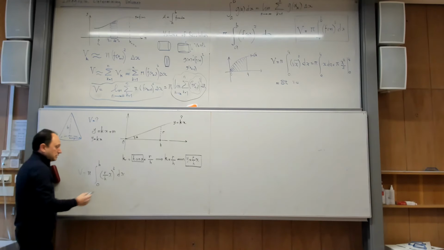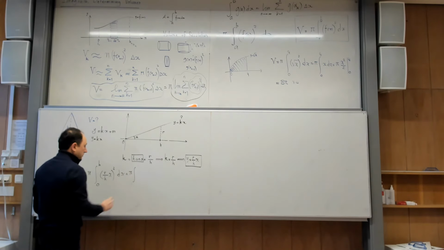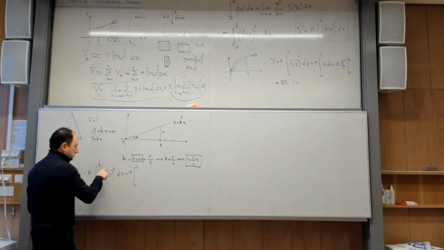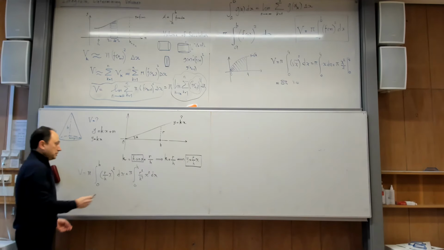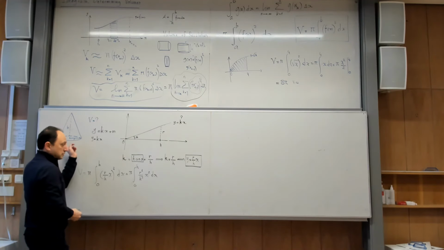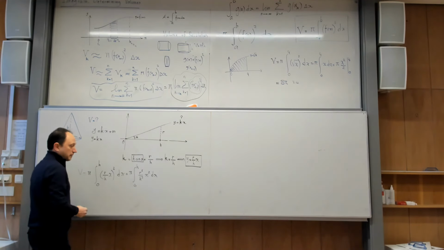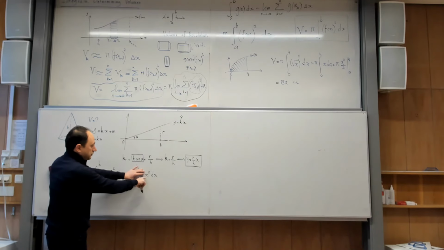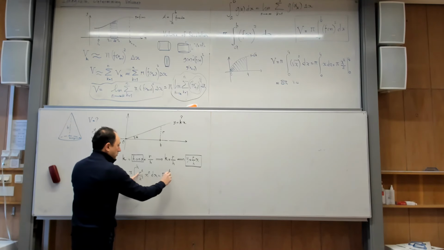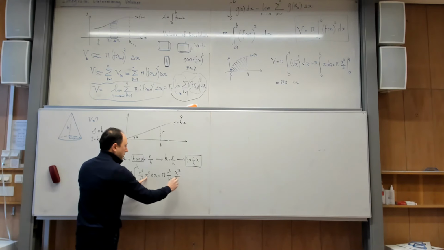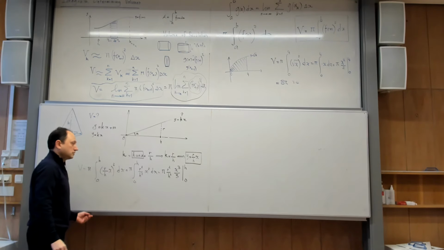Okay, so let us calculate. This becomes pi integral from 0 to h. This squared becomes r squared over h squared, x squared dx. But r and h are constants, so that is a multiplicative constant and I don't need to worry about that. I just find a primitive function for x squared. So I have pi, r squared over h squared, and then instead of x squared, a primitive function is x cubed divided by 3, but I have to run this expression from 0 to h.